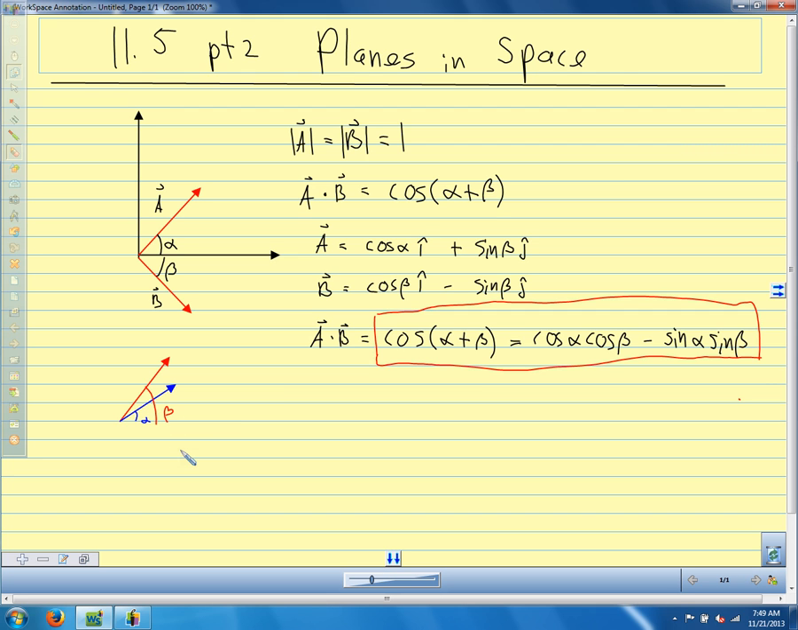Mr. Beamer, for vector A, is it sine of beta or alpha? Oh, this should be alpha. You're right, thank you. That was confusing. Because then I wrote alpha down here, didn't I? Yeah.